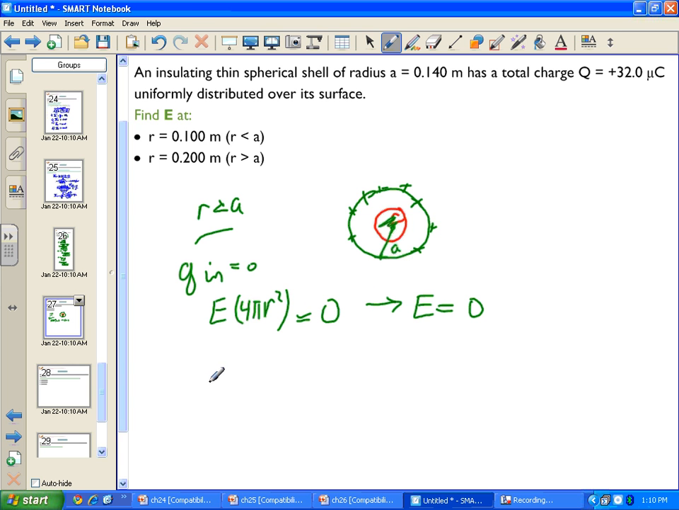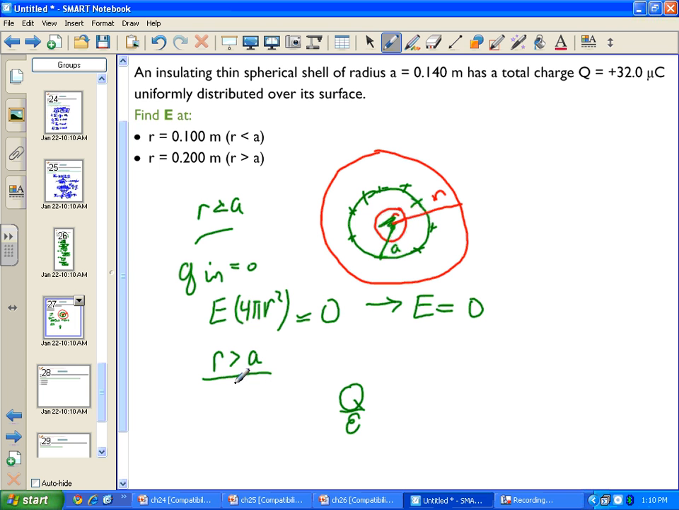Okay, what about when R is greater than A? This time we take a Gaussian surface which has a radius R bigger than A, and of course here you can see that the entire charge on the surface of this hollow sphere is inside the Gaussian surface, the Gaussian sphere. And so E times 4 pi R squared, this time equals total charge over epsilon naught. We put in our numbers.